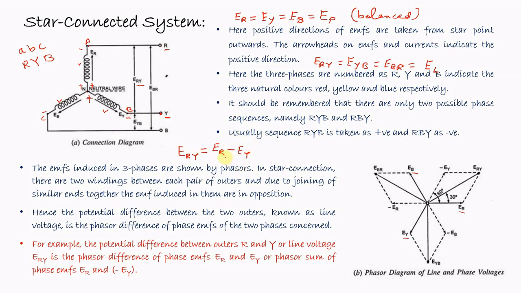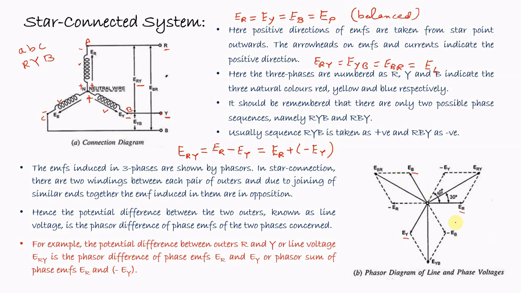But remember one thing here, the magnitude of ER and EY is the same. So if we calculate using magnitude, the value will be 0. But we also remember that there is a phase difference, that is, the phase difference between ER and EY is 120 degrees. So we cannot subtract one value from the other. So basically it can be considered as ER plus minus EY. That means we have to add the positive phasor of the R phase with the negative phasor of the Y phase.